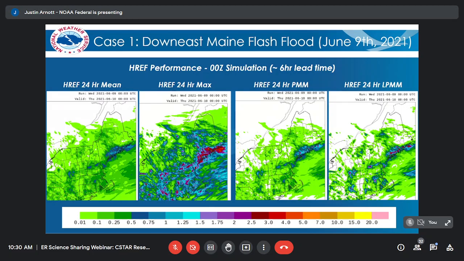For the mean, it's only showing down East Maine having an inch of rain or maybe 1.5 inches. And then you see the max. It really captures the upper end of this event very well. You can see that 4-inch, 5-inch total. Not exactly over the same location, but it gives you an idea of the upper bounds of this event, the reasonably worst case scenario, even though the location is not quite right.